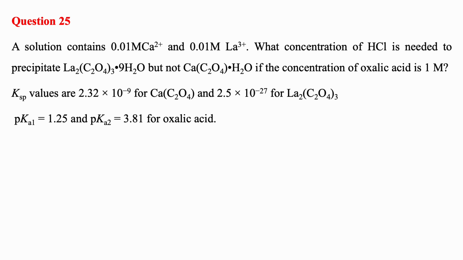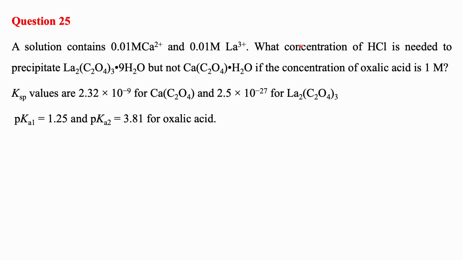Question 25 says a solution contains 0.01 molar calcium and 0.01 molar lanthanum ion. They are asking what concentration of the acid, HCl, is needed to precipitate lanthanum without precipitating the calcium, if the concentration of oxalic acid is 1 molar. They have also given the KSP values for calcium oxalate and lanthanum oxalate. We have pK1 for oxalic acid, which is equal to 1.25, and pK2 for oxalic acid, which is 3.81.